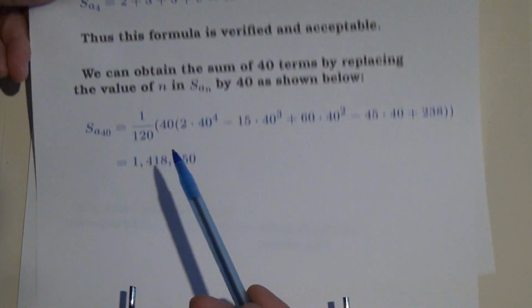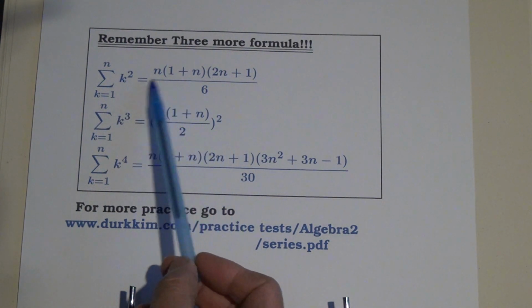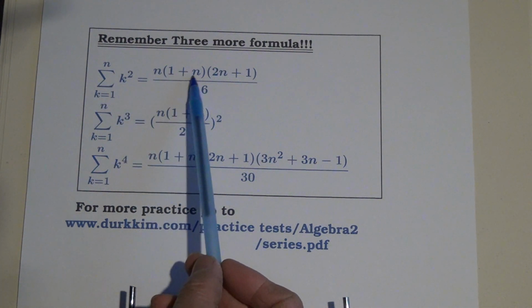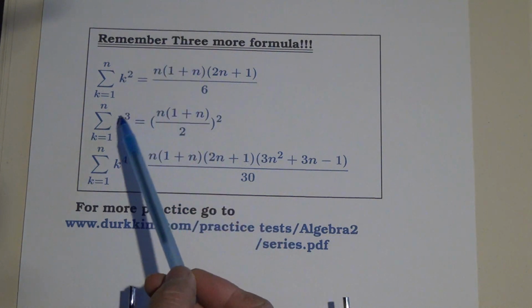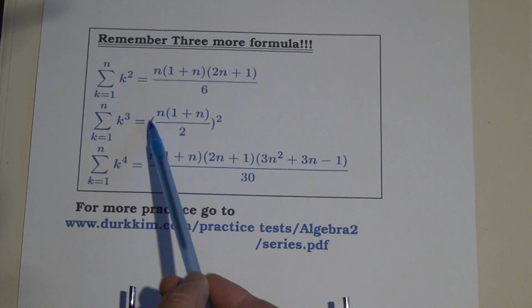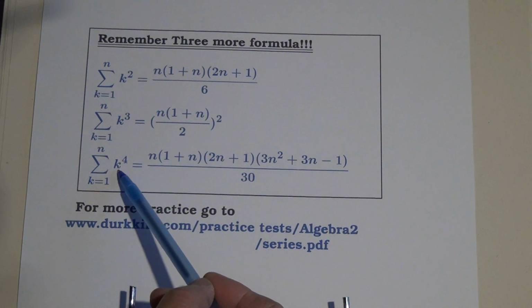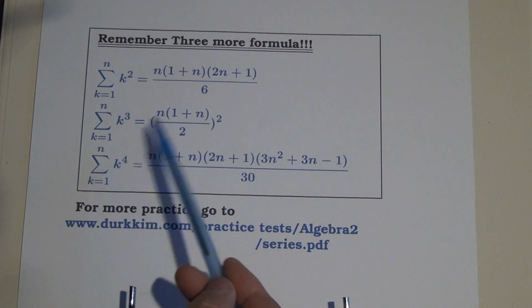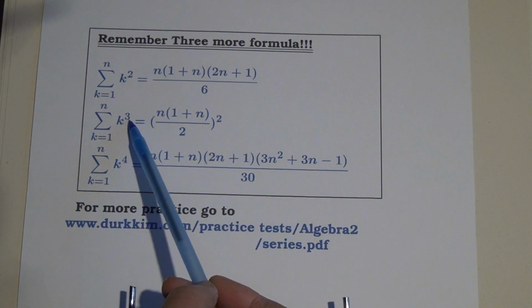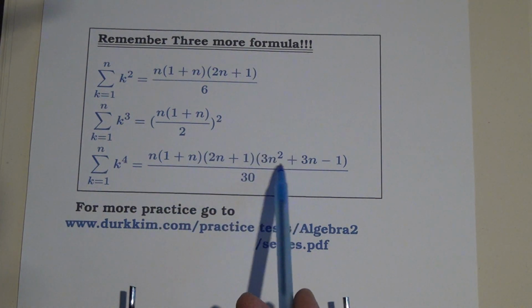We handled it. Now, again, I emphasize you memorize this one. Sigma k squared: n times n plus 1 times 2n plus 1 divided by 6. Sigma k cubed: n times n plus 1 divided by 2, whole value, you square again. Now, sigma k to the fourth. Okay, last time I showed you how to derive sigma k squared and sigma k to the third power. And using the same method, you can derive a formula. Okay?